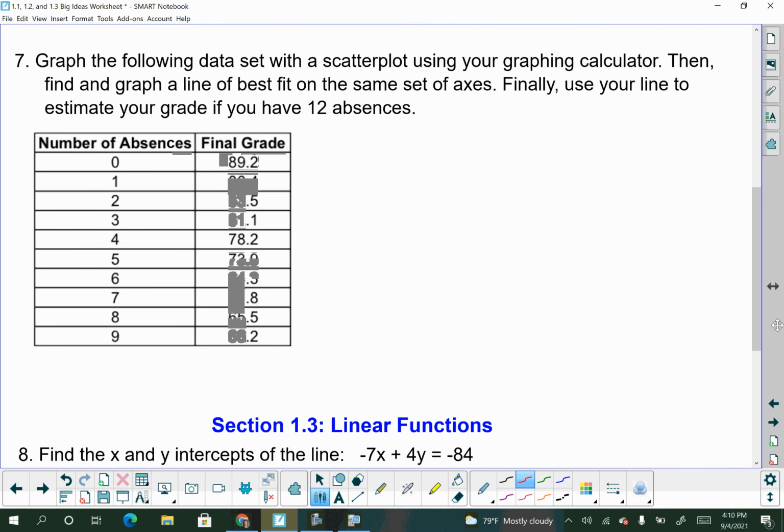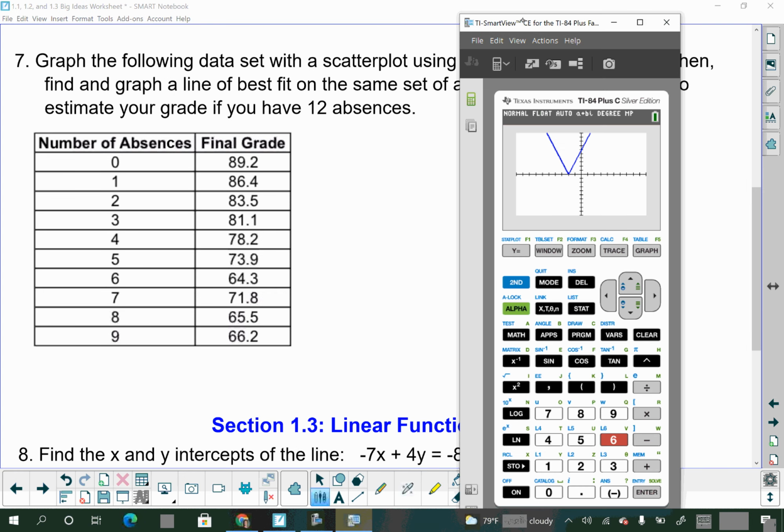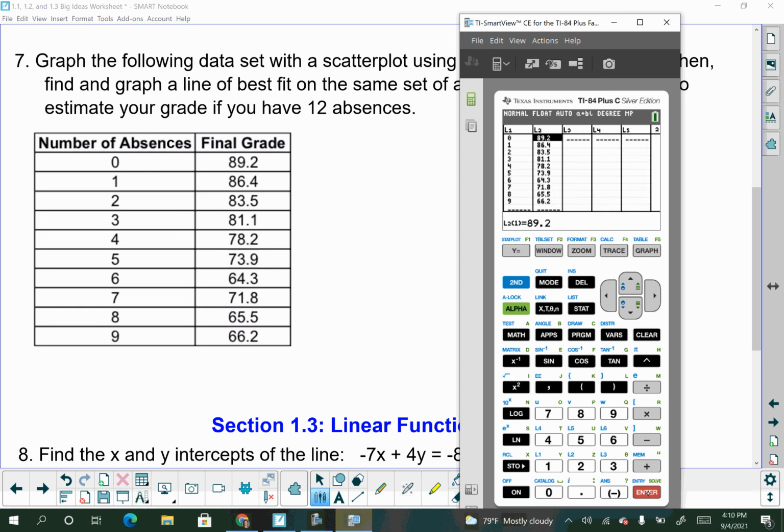Oh, we do have one more from 1, 2 here. We're going to make a scatter plot. All right, so let's review how to do that in the calculator. We're going to hit Stat right next to our arrows. We're going to hit Edit, and we're going to get this data in there.